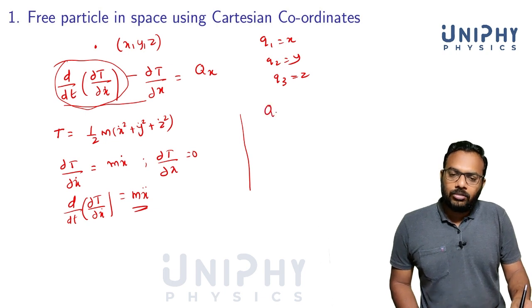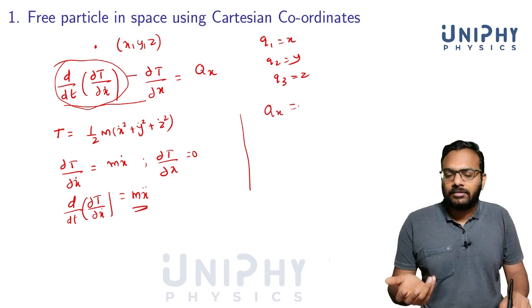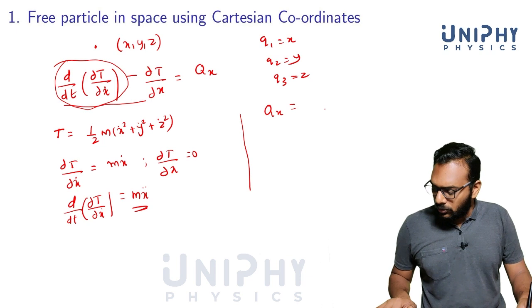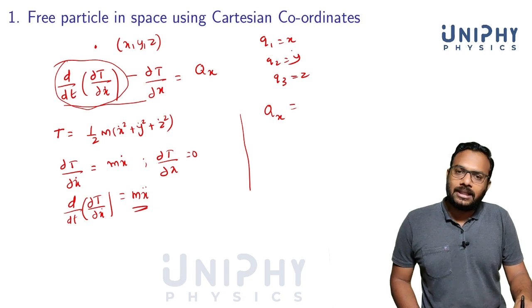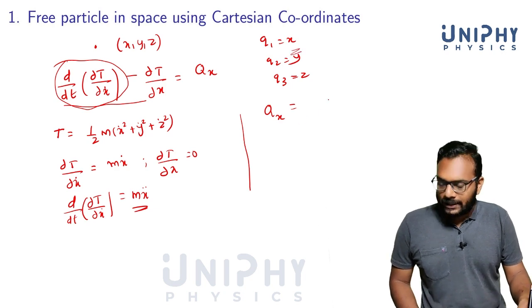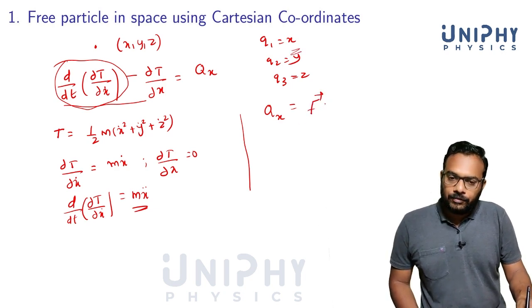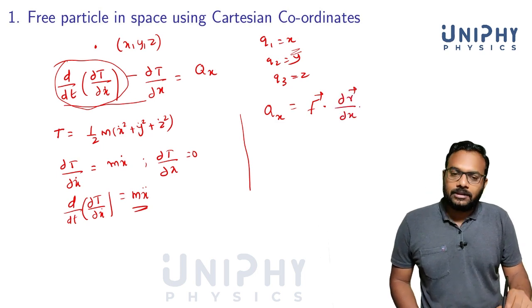Right. So how do we find Qx? Since it's a single particle, we don't have a summation here. So Qx, the generalized force component corresponding to the coordinate x, can be written as F vector dot ∂r vector by ∂x. That was the definition.